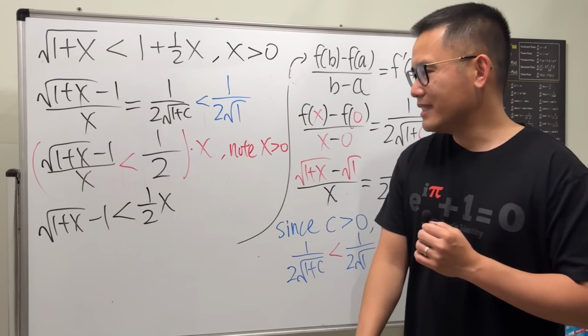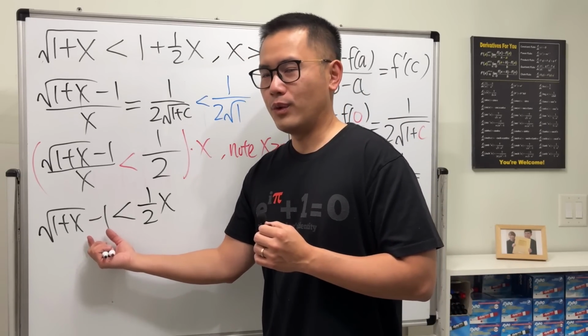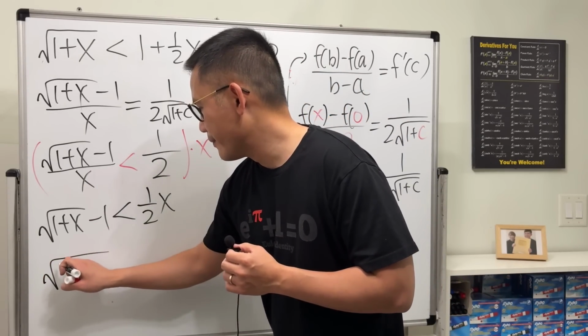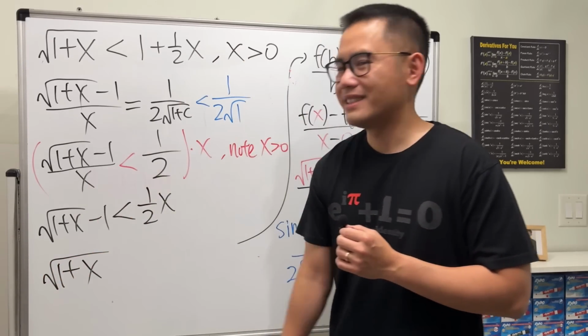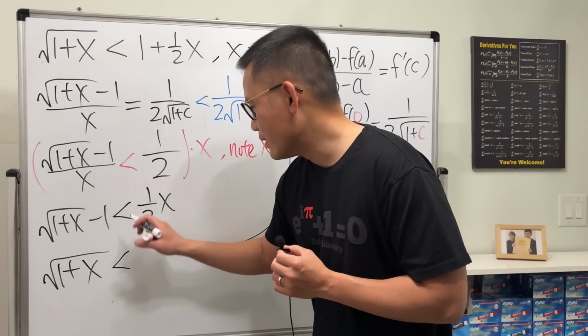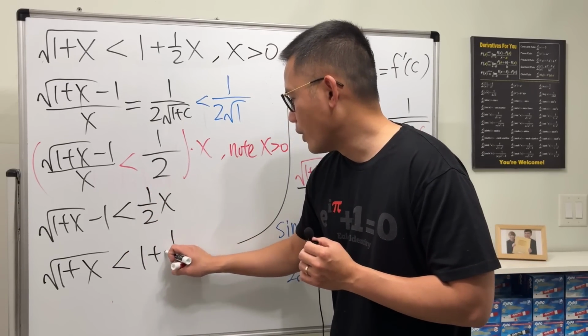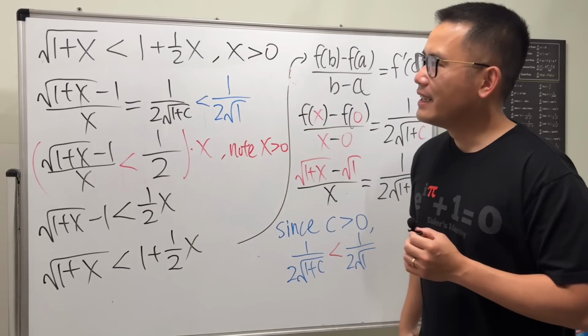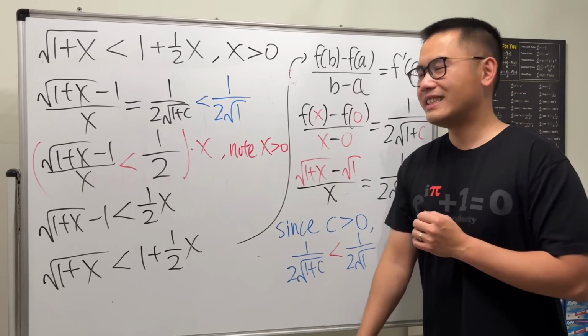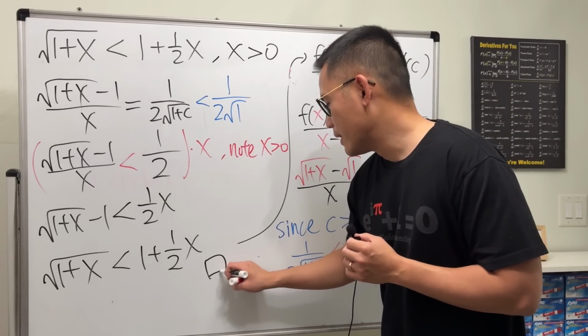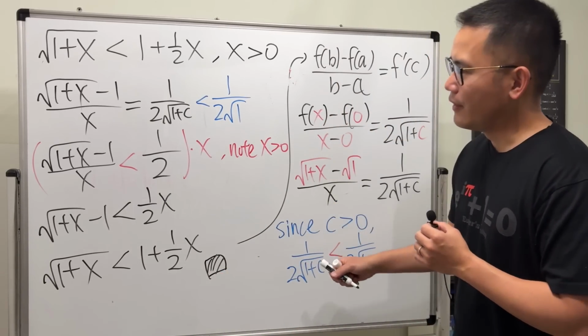And then, ladies and gentlemen, let's just go ahead and add 1 to both sides. Square root of 1 plus x is less than 1 plus 1 over 2x. And there we have it. That's the inequality that we need. Put a box, shade it in, and feel good about it.